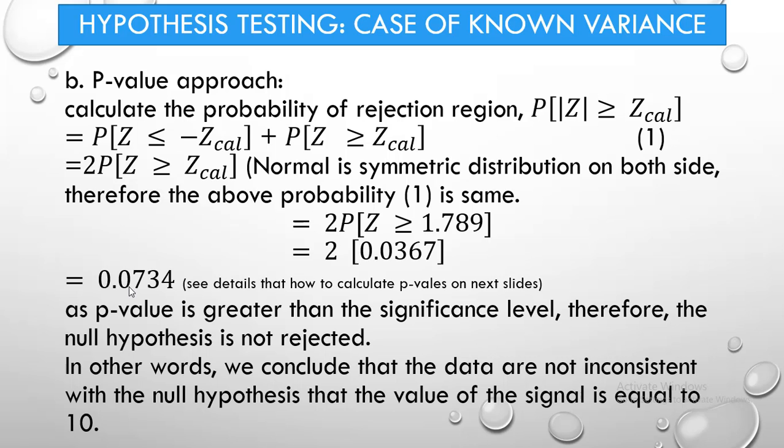So in this case, what is our conclusion? As the p value is greater than the significance level, therefore the null hypothesis is not rejected. In other words, you can make a statement from the example. We conclude that the data are not inconsistent with the null hypothesis and that the value of mu is equal to 10. So this was about the p value, and I hope it will help you.